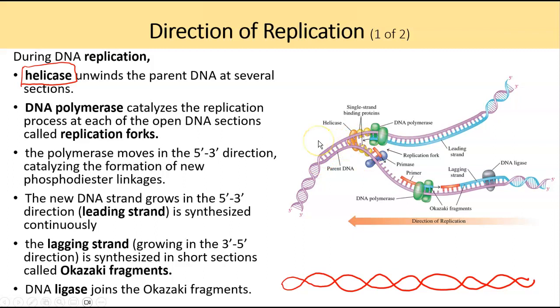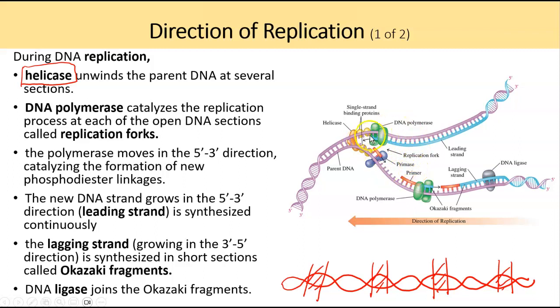This process can happen at multiple places on the same DNA molecule, not just one side. Once helicase unwinds the double helical strands to separate the two strands, the second enzyme comes into place, called DNA polymerase. DNA polymerase catalyzes the replication process, and the place where it does this is called the replication fork.